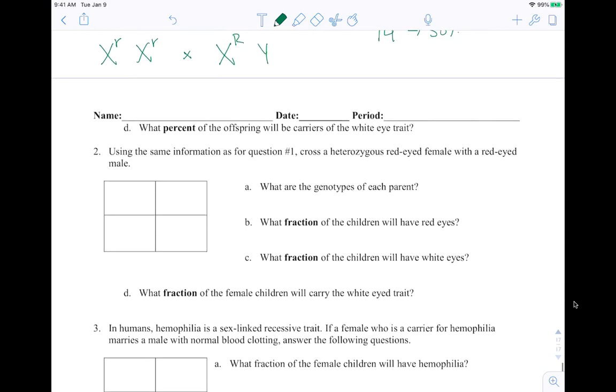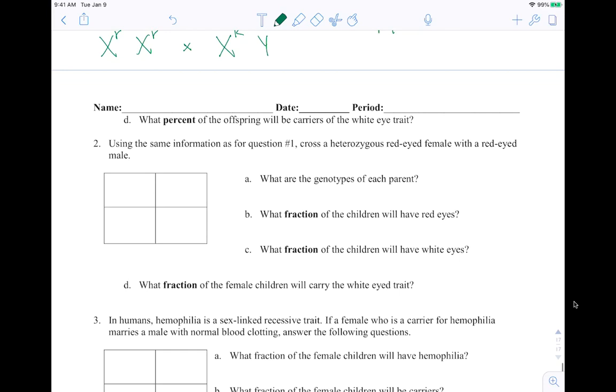Okay, let's try this one. So using the same information as question 1, cross a heterozygous red-eyed female. So female is XX. And if she's heterozygous, she's going to be big R and little r. And red is dominant, so that works out. With a red-eyed male. Okay, a male is going to be XY. And if he has red eyes, then he has this genotype. Genotypes of the parents are this. And then we'll go ahead and solve. So X to the big R, X to the little r, X to the big R, and Y.